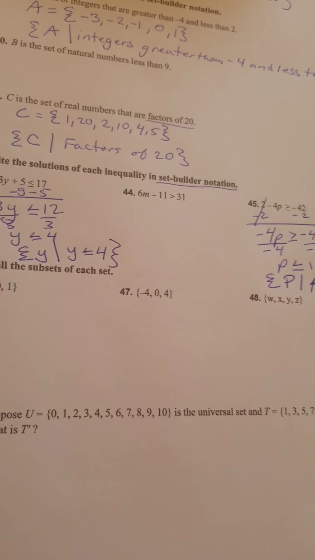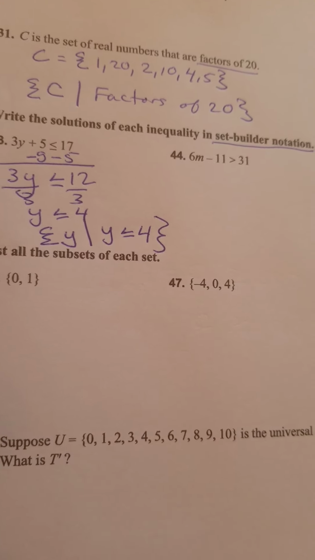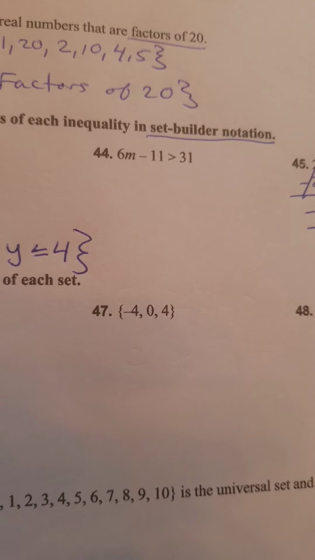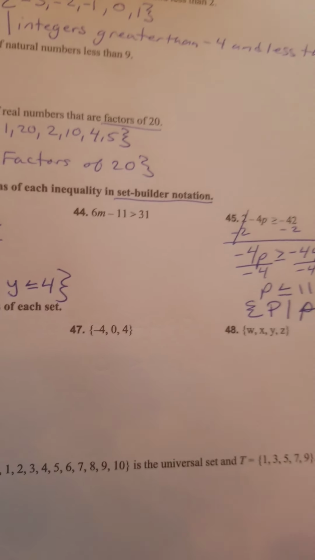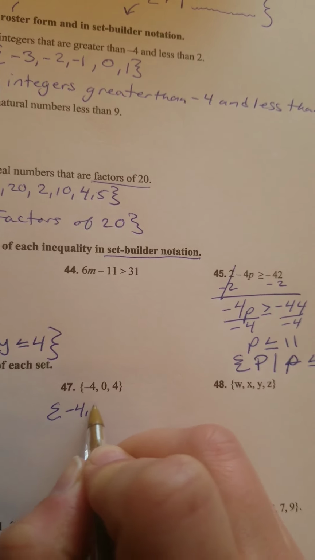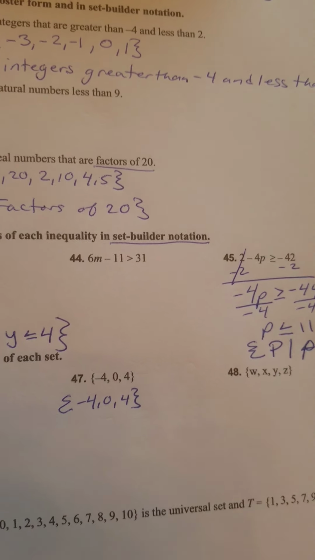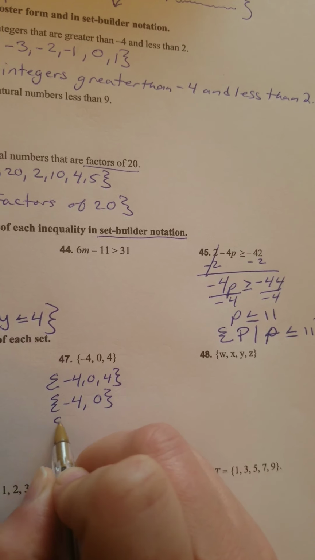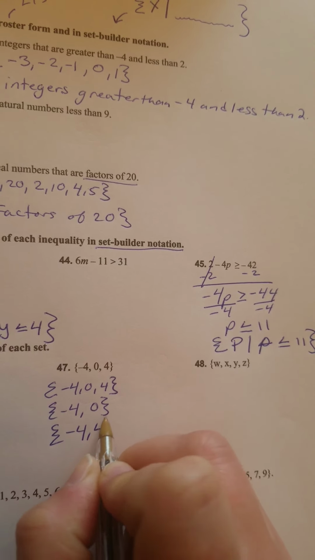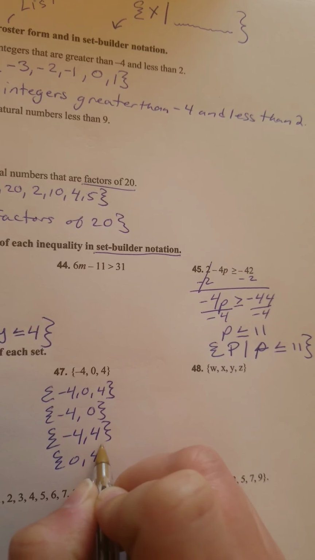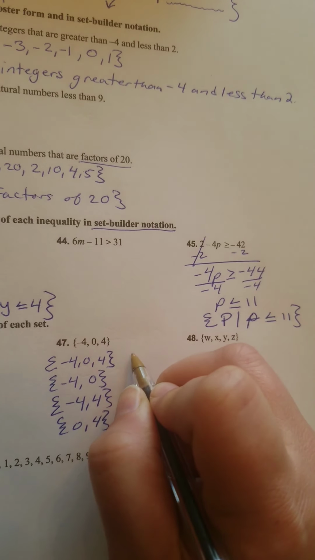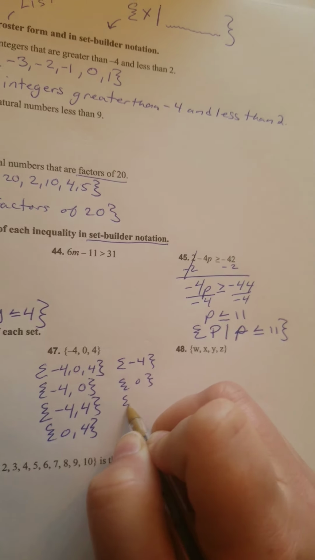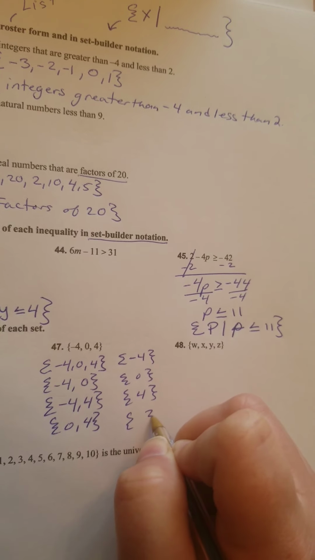Okay, the next part we did in this section was list all the possible subsets that we could create with the set that they gave us. Here they gave us in 47 the set of negative 4, 0, and 4. So one possibility is to take all three numbers and create a set with it. Our other possibility is to take only two numbers. So I can take negative 4 and 0. I could take negative 4 and 4, or I could take 0 and 4. And then the third option here is to take only one. I could take just negative 4, just 0, just 4, or I could take the empty set.